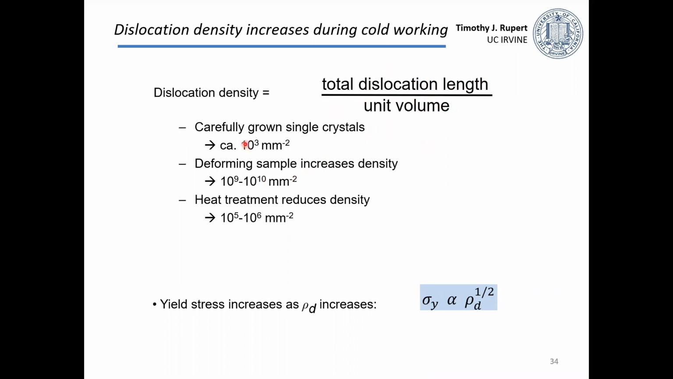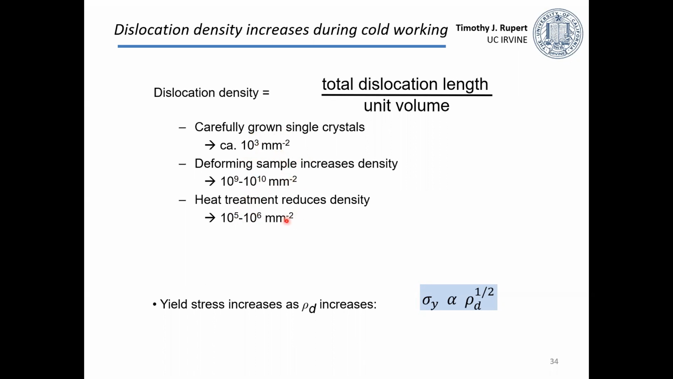And what you can see is that this number can vary quite a bit. So even for carefully grown single crystals, you'll still have something like 1,000 dislocations per millimeter squared. But if we deform the sample, that can increase this by many orders of magnitude. So here we're going from a power of 3 to a power of 9 or 10. And in contrast, if I take that heavily deformed sample and I heat it, that number can drop back down a little bit. It won't go back to that 10 to the 3, but it might be 10 to the 5 to 10 to the 6. So it can be big changes.